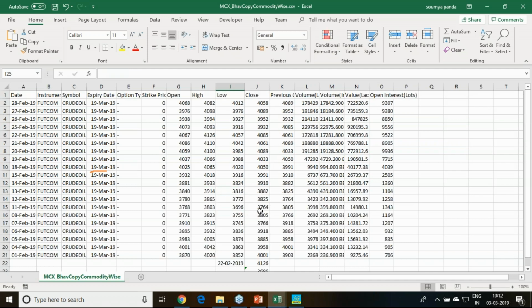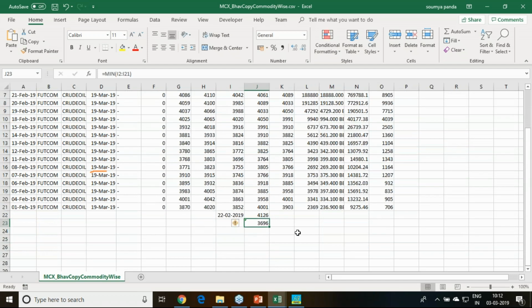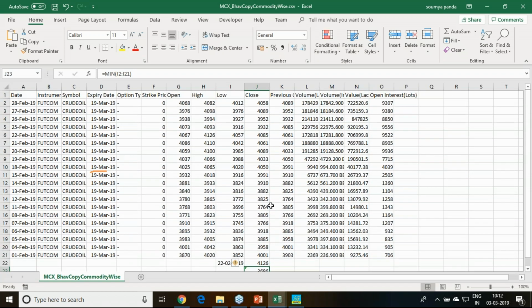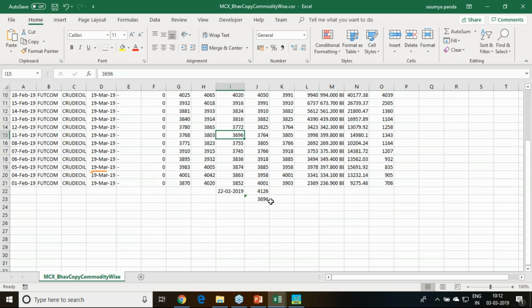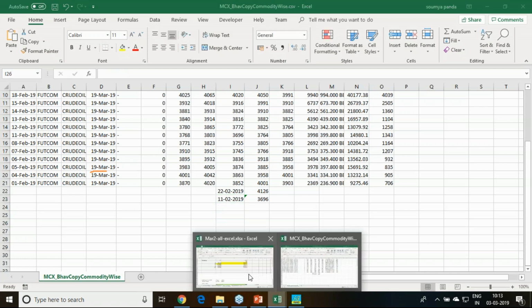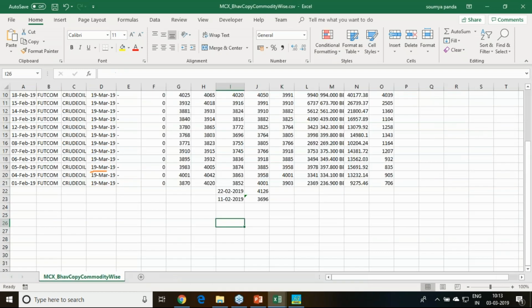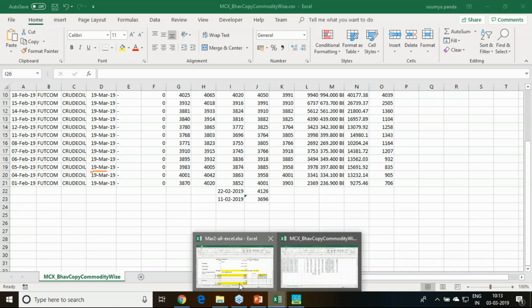Then I need the 3696 low, on the low side, 3696 I need to hunt. Which day has it formed? 3696, 11th Feb, 11th 02 2019. So this has come. Just put those values here. So you got the high, 4126, and the low, 3696.